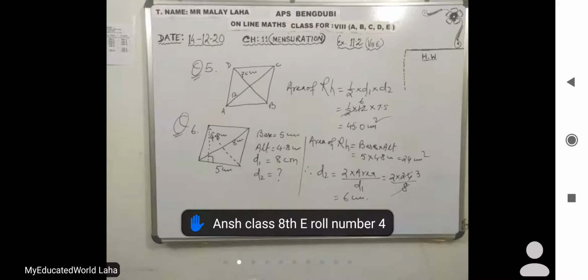So D2 is 6 centimeter. Therefore another diagonal is 6 centimeter.